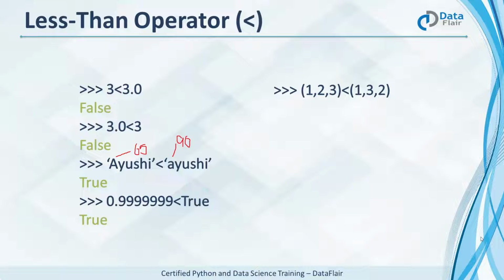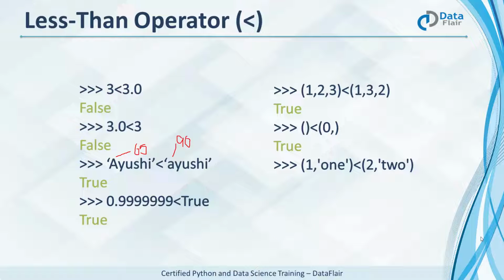Is the tuple 1, 2, and 3 less than the tuple 1, 3, and 2? Yes, it compares individual elements. Is an empty tuple less than the tuple with 0 as the only element? That's true. Is this tuple less than this one? Yes. Is the list with the element 0 less than the list with the element false? That's wrong. 0 has a Boolean value false.